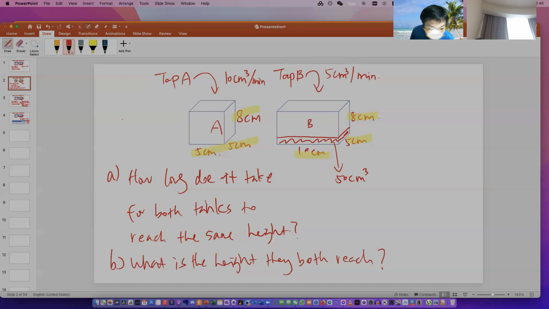Is it 30? So you say the answer is 30 minutes. Am I right? Yeah. Then can I ask one more question? So what is that height they both reach after 30 minutes, if the answer is 30 minutes? So can you answer part B as well?